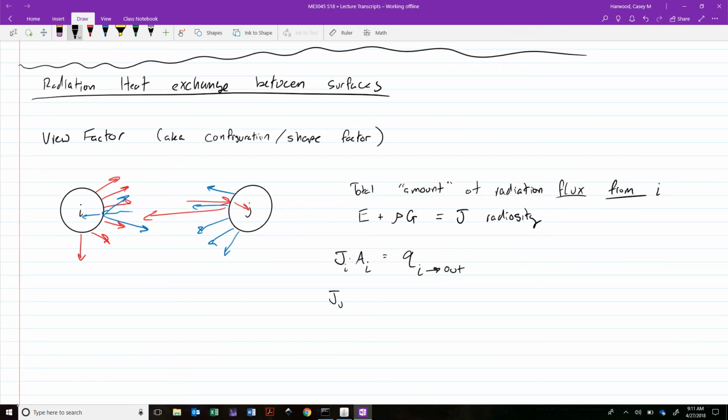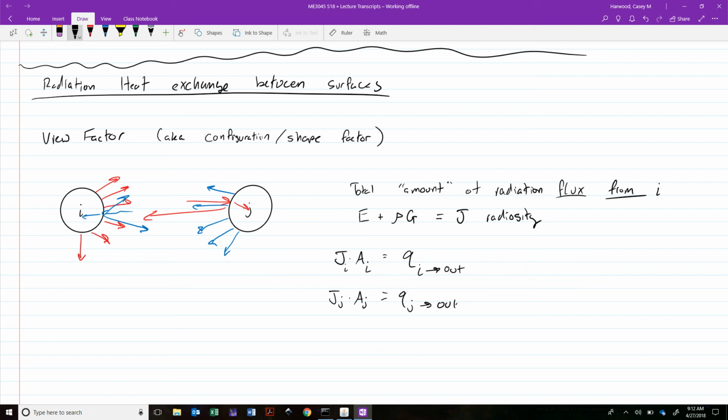Similarly, J sub J times A sub J would be the radiation that's heading out from J outward. So I want to be clear here that all this is doing is saying there's what's being actively emitted and there's what's being reflected, and together those two constitute all of the outgoing radiation.